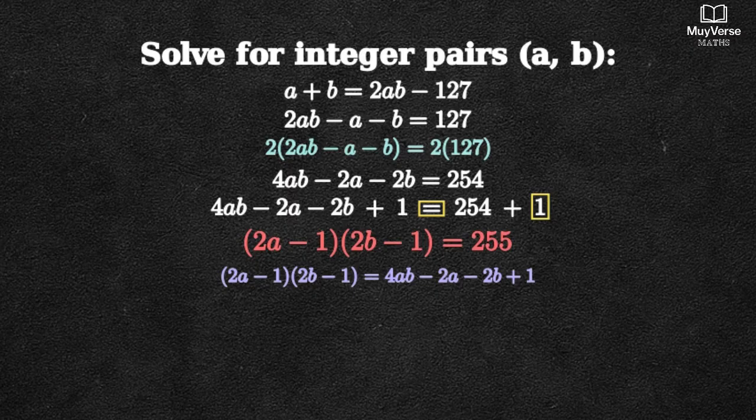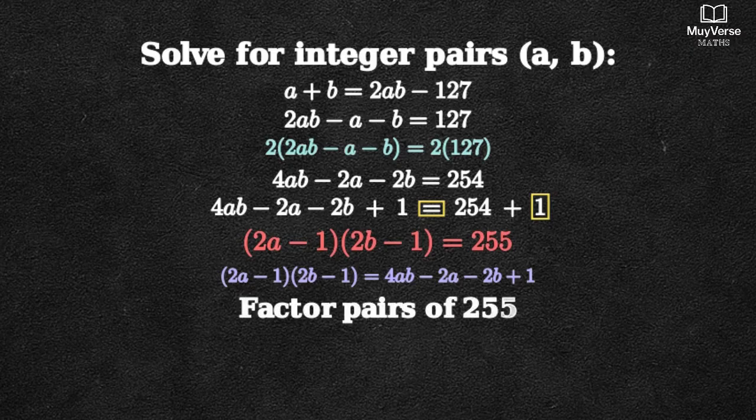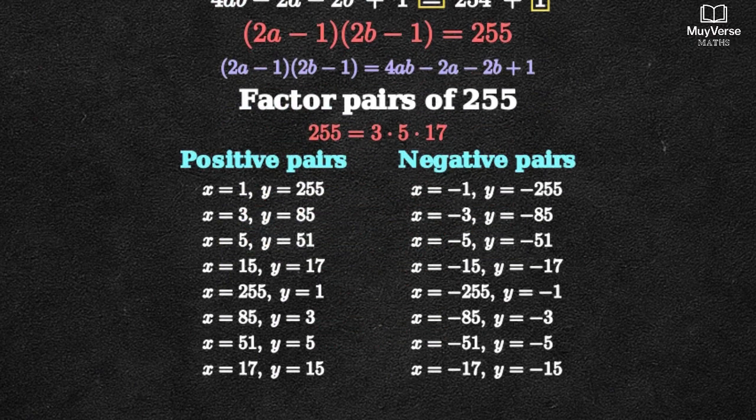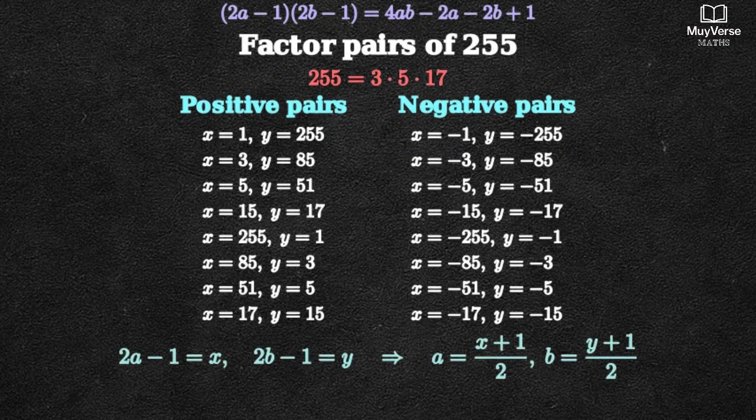Now we list factor pairs of 255. 255 factors as 3 times 5 times 17. We consider positive and negative pairs because the product must be 255. For each factor pair x and y, with x times y equals 255, set 2a minus 1 equals x and 2b minus 1 equals y. Then a equals (x plus 1) over 2 and b equals (y plus 1) over 2. Because 2a minus 1 and 2b minus 1 are odd, every listed x and y produce integer a and b.